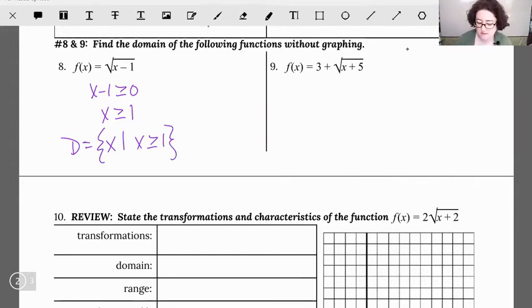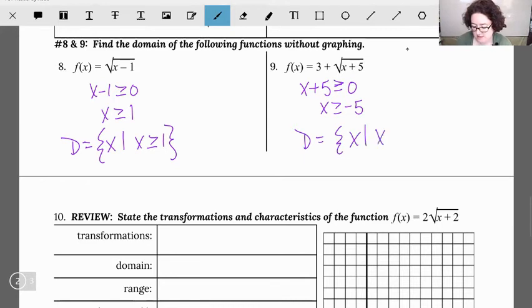Same thing for number 9. Only look at the radicand. That's the only place where this function might fall apart, is if we have negative values underneath that radical sign. So again, subtract 5 from both sides. So that means our domain x is such that x is greater than or equal to -5. And so we can think of this in terms of our values on the graph as well. So let's go ahead and graph a couple of these out, look at our characteristics of our graph, and think about how that domain is going to affect things.